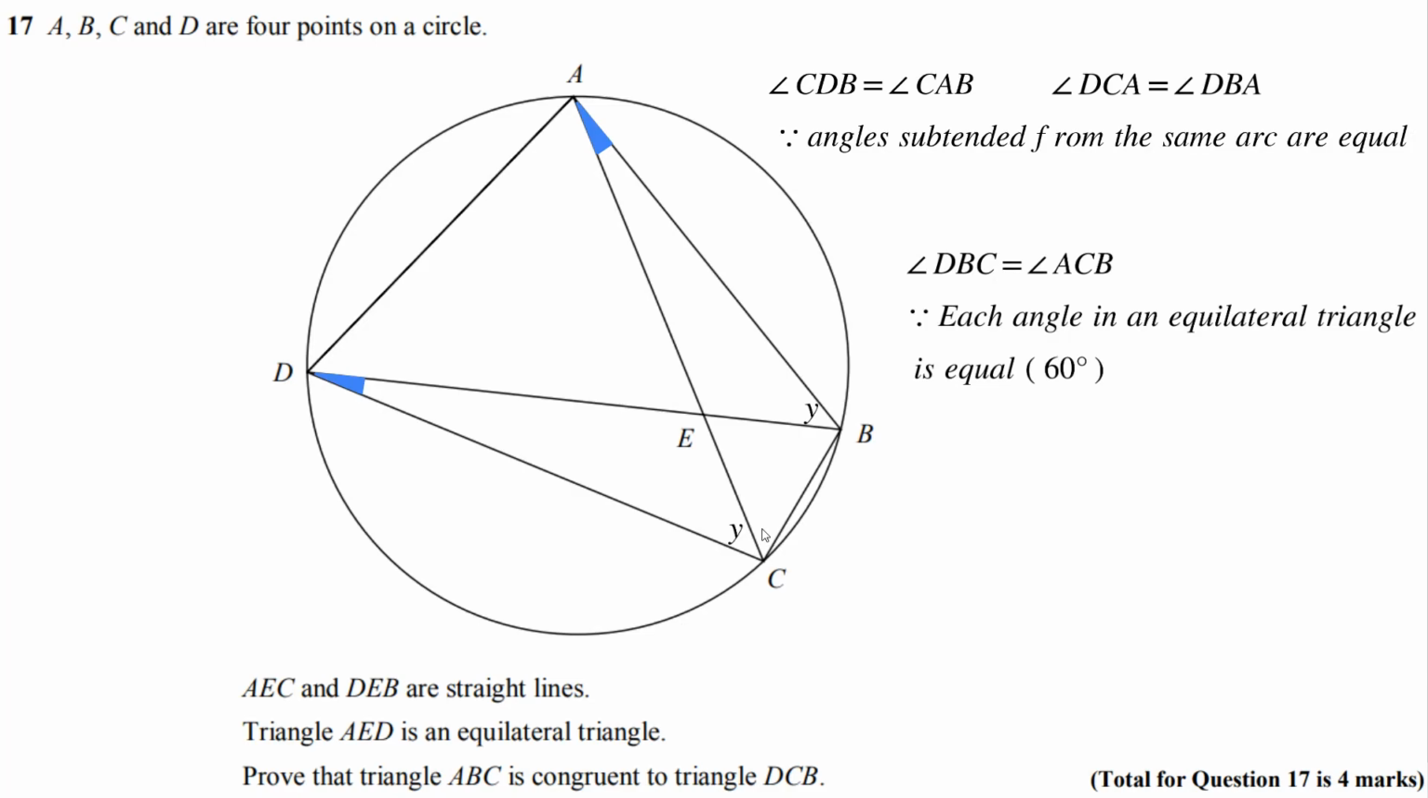Okay? And also, this angle of this big triangle is going to equal this angle of this big triangle, because they're both 60 degrees. Like we've said, each angle in an equilateral triangle is 60 degrees. So this angle is equal to this angle, and this angle is equal to that angle. So now we've got angle, angle, angle, angle, angle, angle. So they are congruent via AAA.